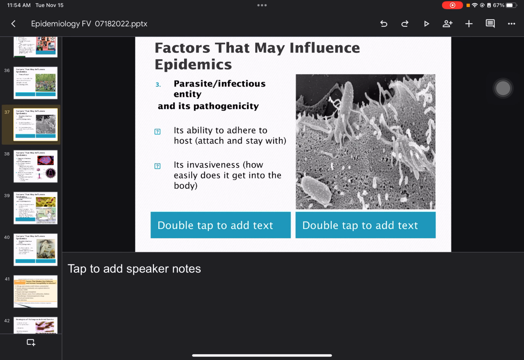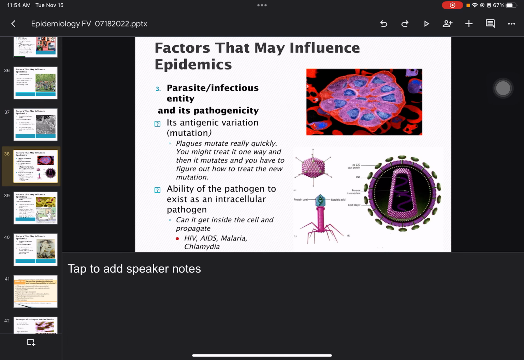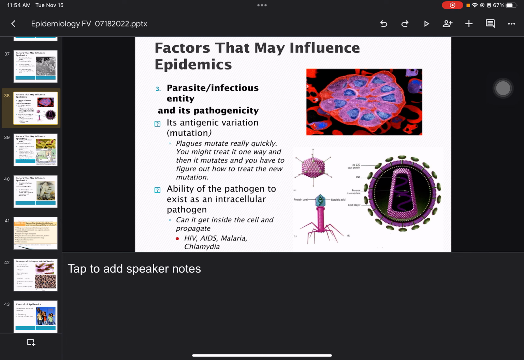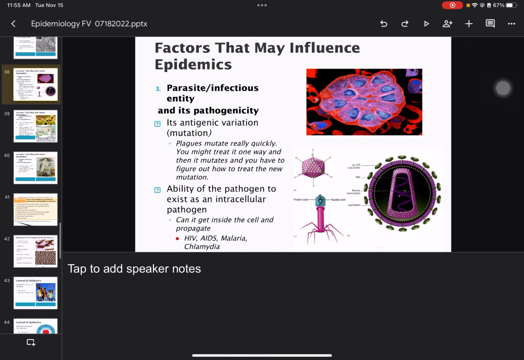Okay? And then it's about the parasite or the pathogen itself: its ability to adhere to its host, its ability to get into the body, invasiveness, right? Its ability to mutate, right? Which organism is more likely to mutate, Tram? A virus, which one? Enveloped RNA virus, right, correct. Its ability to exist as an intracellular parasite: if it's inside a cell, it's hiding from the immune system, it's hard to destroy. Right?